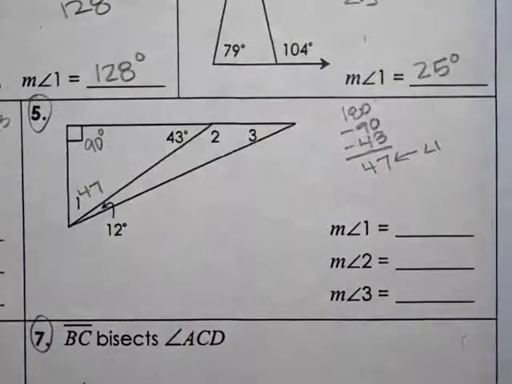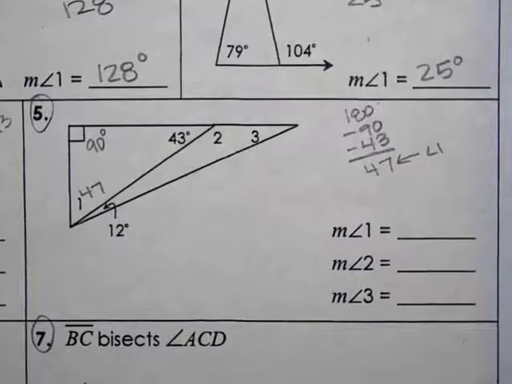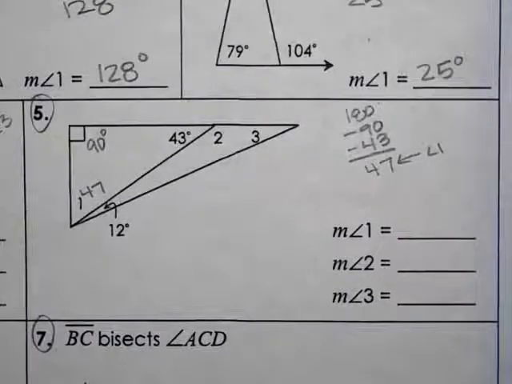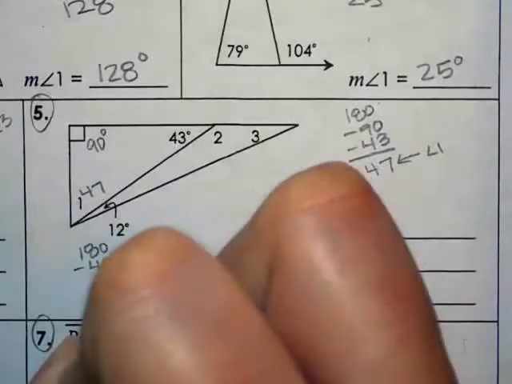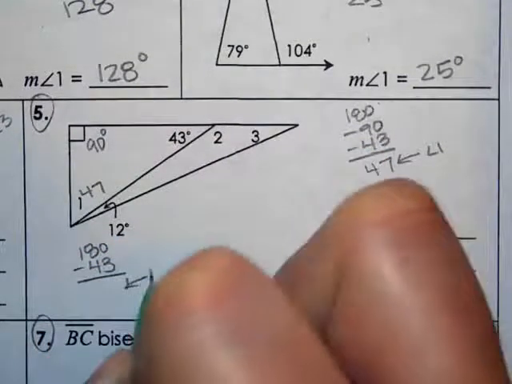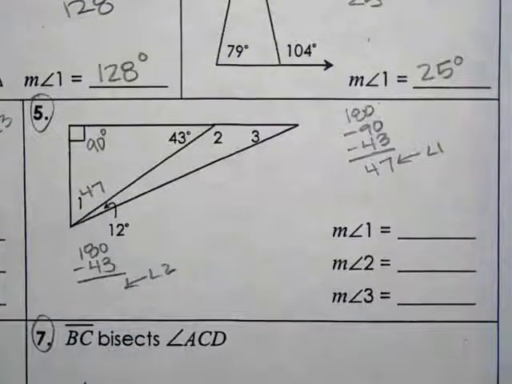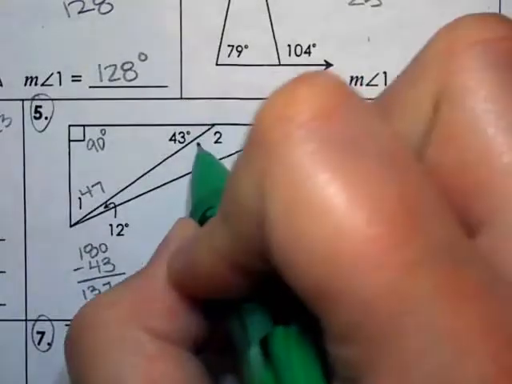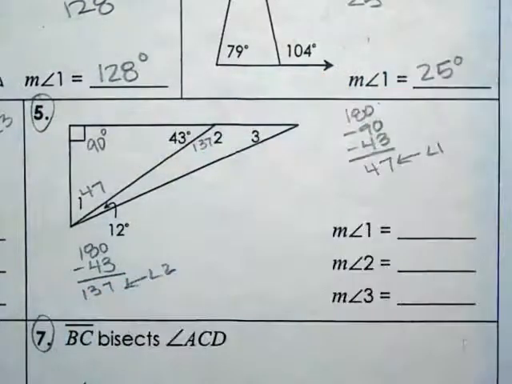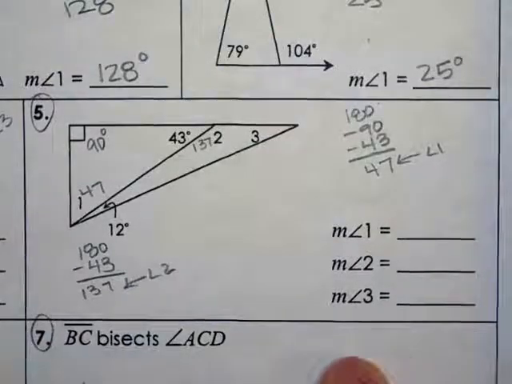Okay. Is there another angle that we should go for next? Okay, how do we get angle 2? Okay, so 180 minus 43 is... Okay, so angle 2 is 137. Okay, and then how do we get angle 3?